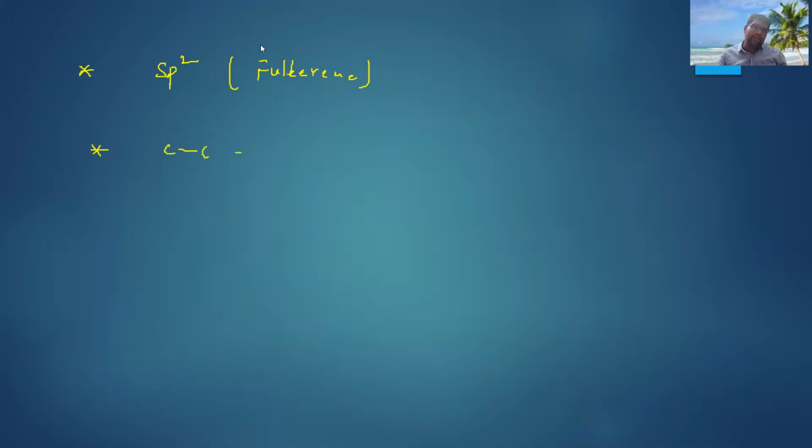What is the bond length here? Two types of bond lengths are present. One bond length is 143.5 picometers, which means 1.435 angstrom units. And one more is also possible, 138 picometers. So 138 picometers and 143.5 picometers are possible in this structure of fullerene. Here this is thermodynamically the least stable among the allotropic forms of carbon.